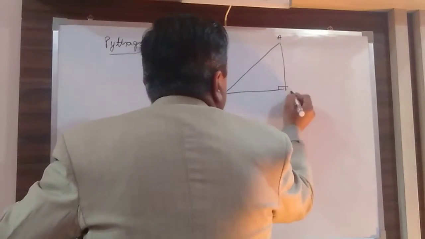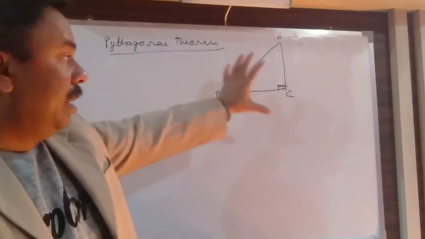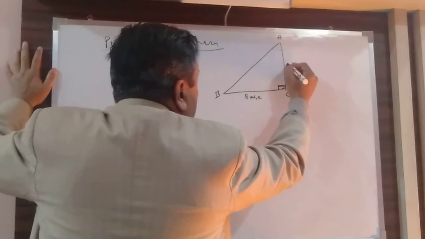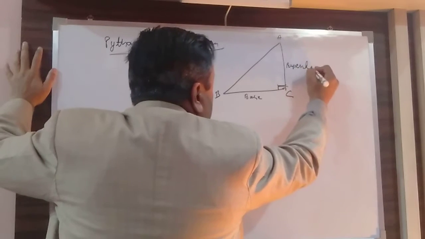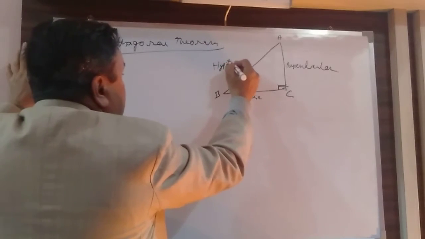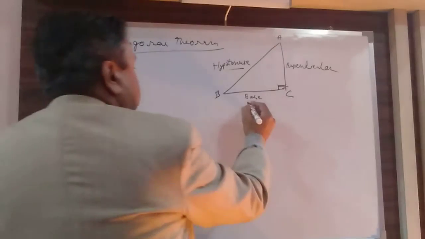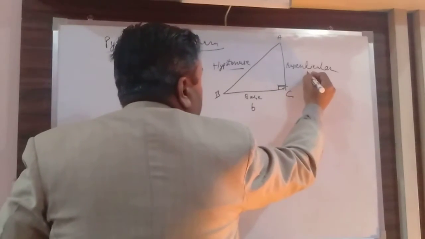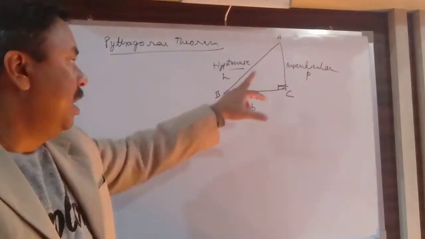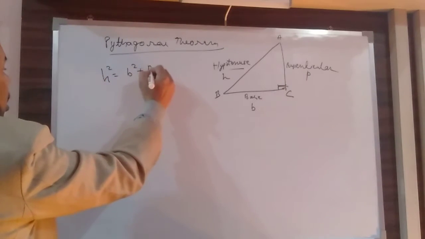Suppose that this is a right angled triangle ABC, where this angle C is equal to 90 degrees. Then in that case, you have got one, this is called base, this is called perpendicular, and this is called hypotenuse. Represent base by B, perpendicular by P, and hypotenuse by H. And you know what Pythagoras theorem says? It says that H square is equal to B square plus P square.